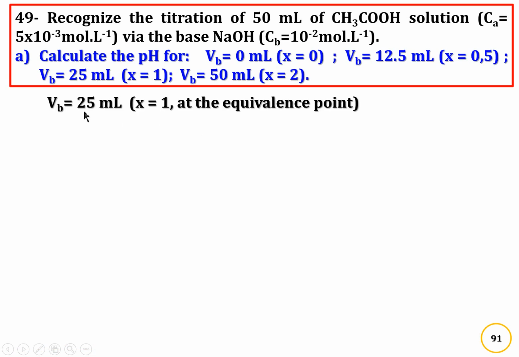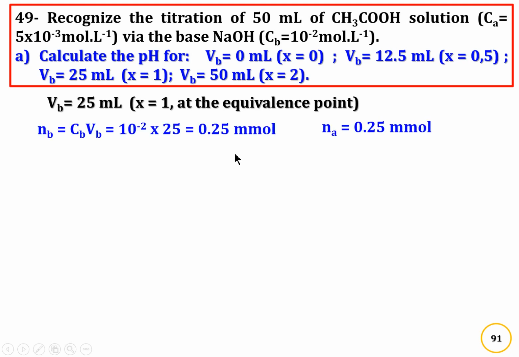What is the pH for a volume equal 25 milliliter? In any acid-base titration problem, the first step to do is to calculate on the draft the volume at equivalence. So in this problem, V equal 25 milliliter, or for X equal 1, this is the equivalence point. And you know, at the equivalence point, all acetic acid has been transformed to its conjugate base, acetate.